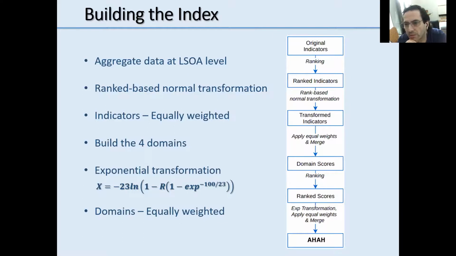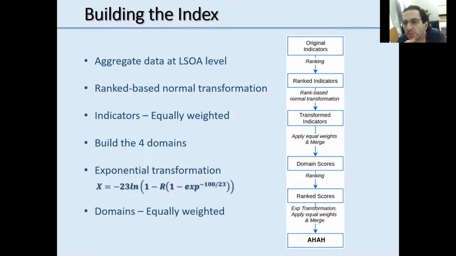So the first step, as I said, is to rank each indicator. Then we use a rank-based normal transformation. That's because when you want to merge, you cannot merge rankings of variables. So what you want to do is create a normalized distribution that represents your ranking. And then if you need to apply some weighting to these indicators, you can do that.